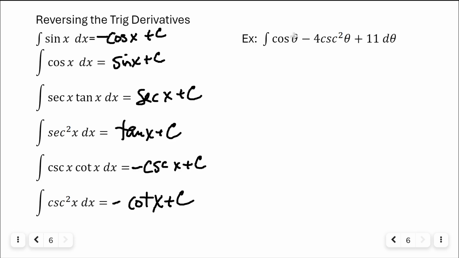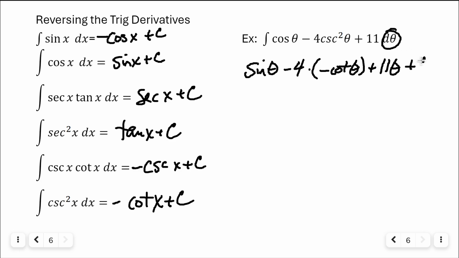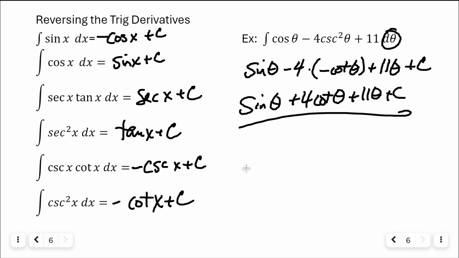Let's integrate cosine theta minus 4 cosecant squared theta plus 11 d theta. The integral of cosine theta is sine theta, minus, leave the 4 out of it, the integral of cosecant squared is minus cotangent, plus, now you got to be a little careful, the integral of 11 d theta. It is not 11x. It's 11 theta. Theta is the variable. Plus c. These two negatives knock each other out. I have sine theta plus 4 cotan theta plus 11 theta plus c. That's my answer. Okay?